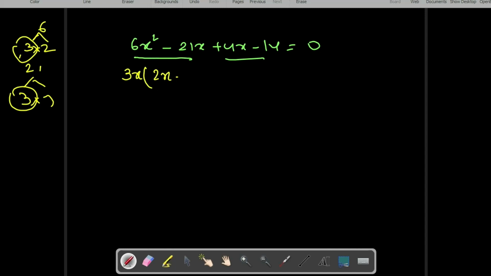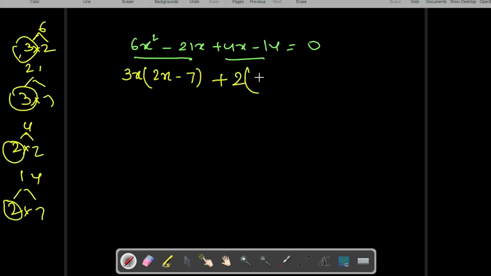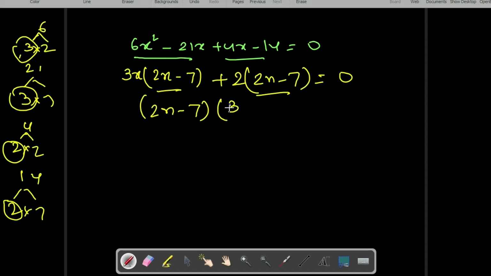So 2x minus 7. Similarly, in this case, 4x. 4 is nothing but 2 into 2. 14 is nothing but 2 into 7. 2 is common. So we can write here 2x minus 7. We see these two terms are equal. That means we are going in the right direction. So 3x plus 2 is equal to 0. Now 2x minus 7 is equal to 0.